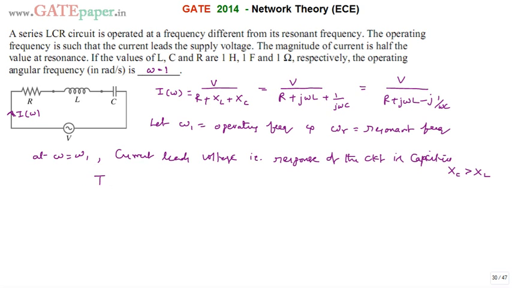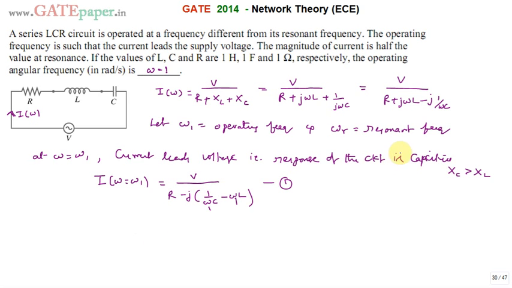So I of omega 1, that is I at omega equal to omega 1, I am going to write as V by R minus j times of 1 by omega C minus omega L, because 1 by omega C is greater compared to omega L, and this is negative, so you are going to get minus j. So this equation I am writing for omega equal to omega 1, and this is going to be equation 1.